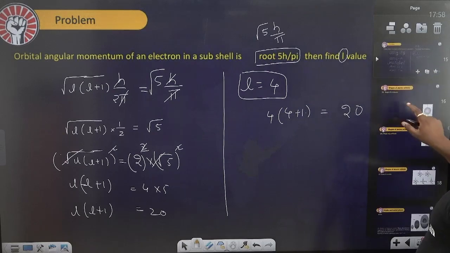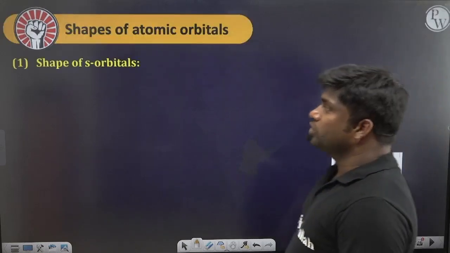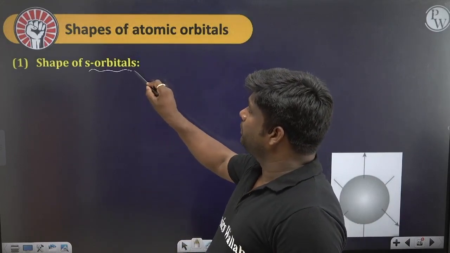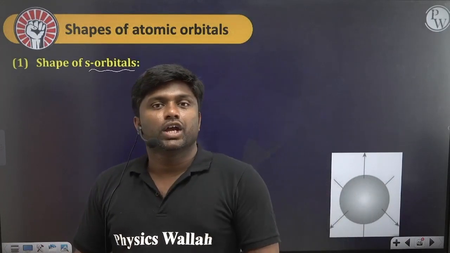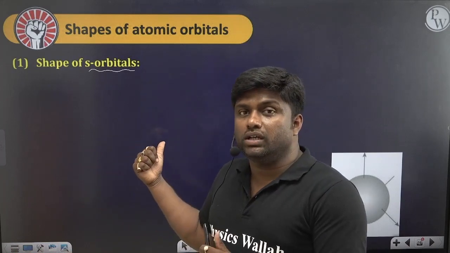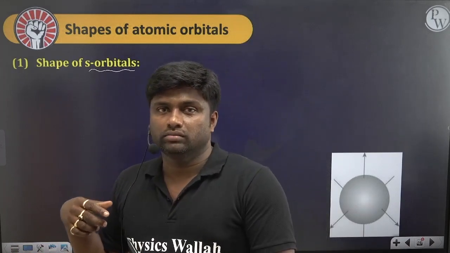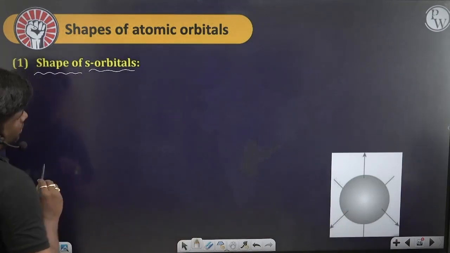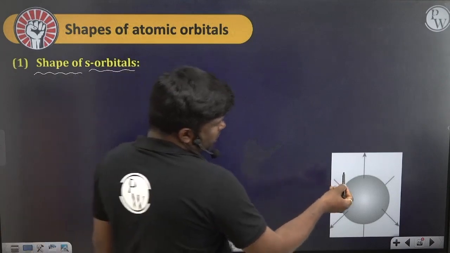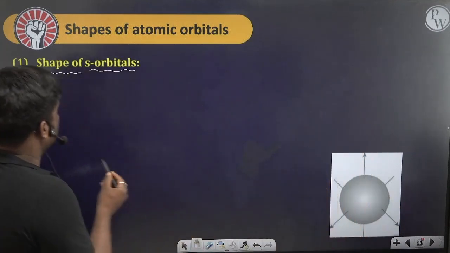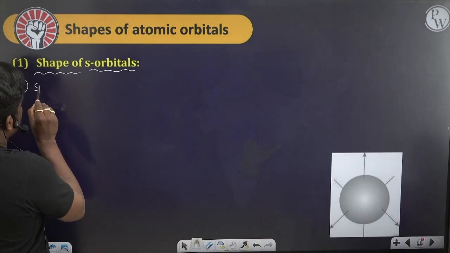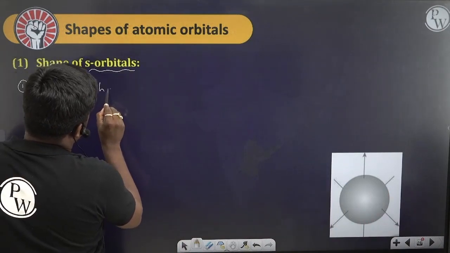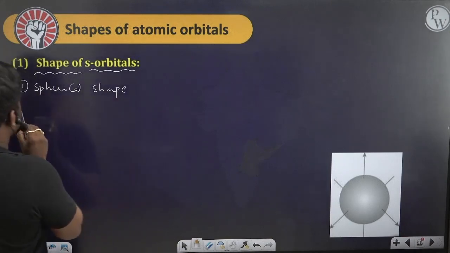Next, we will be discussing the next topic, that is shapes of orbitals. Shapes of orbitals: s orbital, p orbital, d orbital and f orbital. First of all, we will be starting with the shape of the s orbital. The s orbital is spherically shaped. It has a spherical shape and it is non-directional.